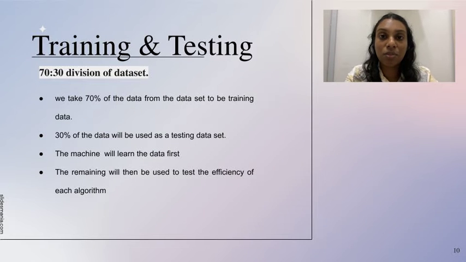To check on the performance of each algorithm, we divide the data into training and testing set. 70% will be training set while the remaining 30% will be testing set. The training set will be used to learn the data using all the algorithms. The test set will be used to check the efficiency of each algorithm. All these are done in a simple tool, Orange.